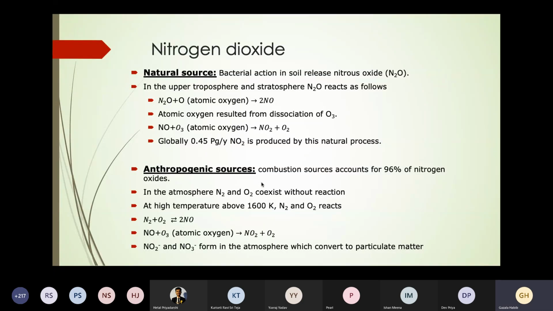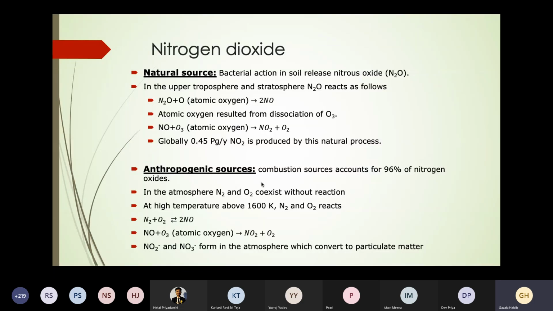Now nitrogen dioxide, which is NO2, we know. It can come from natural sources and anthropogenic sources, both, as with other pollutants. Bacterial action in soil releases nitrous oxide, N2O, which reacts with nascent oxygen, O, and forms 2NO, while NO plus O3, again the ozone plays an important role because it's a very strong oxidant. So NO plus O3 gives NO2 plus O2.